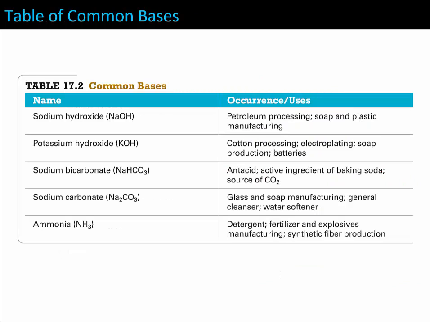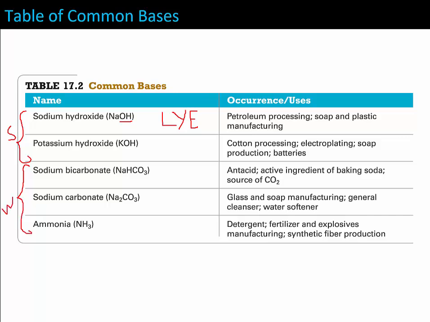We've got sodium hydroxide, NaOH, where that hydroxide is the base part. Used in petroleum processing, soap, plastic manufacturing. The common name for this is lye, so you will sometimes see the term lye lying around. You can use it in pretzel making, right? That's the food part. Potassium hydroxide, KOH, is used in cotton processing, electroprocessing, soap production, batteries. These guys are strong bases. Right? And what we're going to see with all of these guys, these are all what we call weak bases.